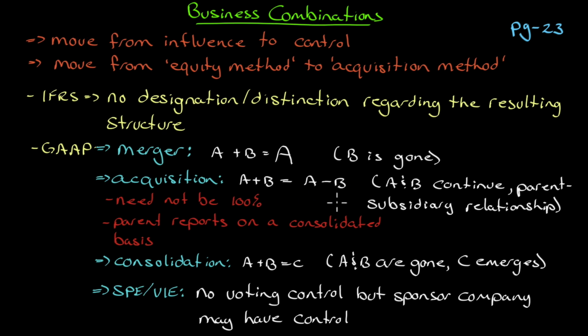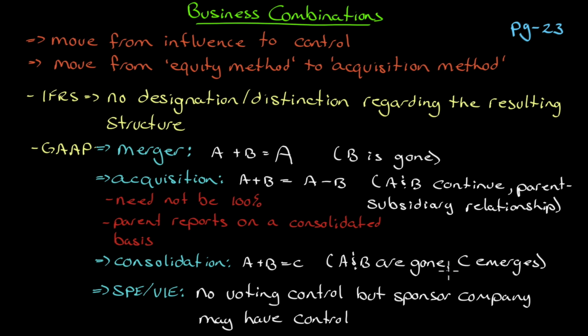We're going to spend some time on this one. This acquisition need not be 100%. A does not have to buy 100% of B. The parent reports on a consolidated basis. If it is a full acquisition, it's accounted for with the acquisition method, which is what we will cover. If it's a consolidated basis, we'll see how that creates new accounts on the balance sheet, especially one called non-controlling or minority interest. A consolidation, A plus B equals C.